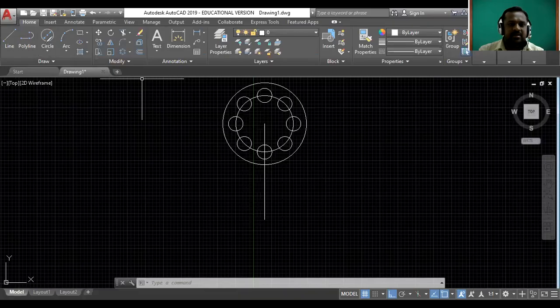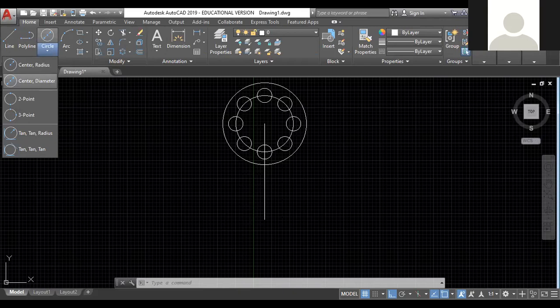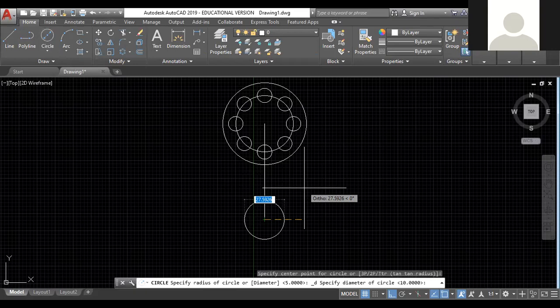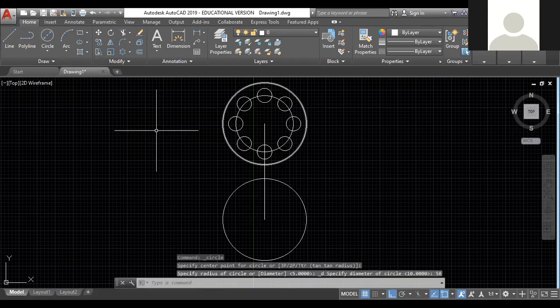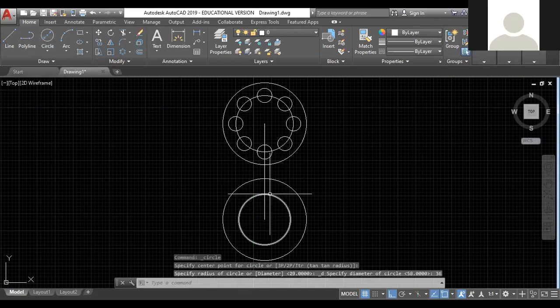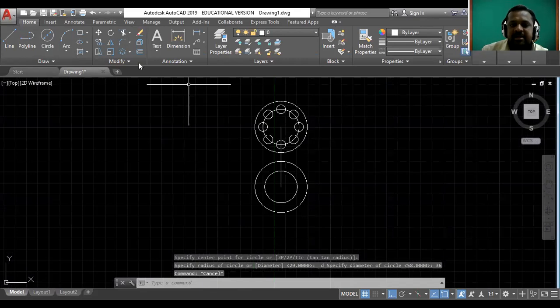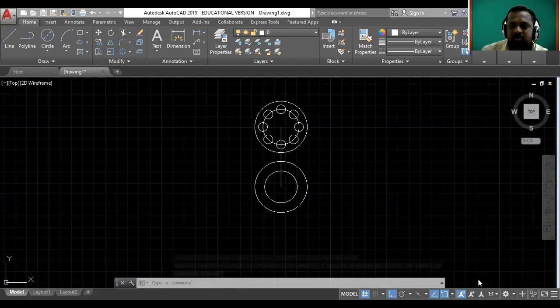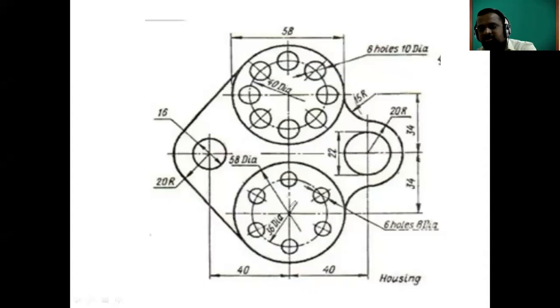Take the diameter circle. And what is the diameter of that first circle? Yes. 58. Enter. Then second, 36. Then again in similar manner we have to draw the polar array. See the given figure. This is called the polar array.